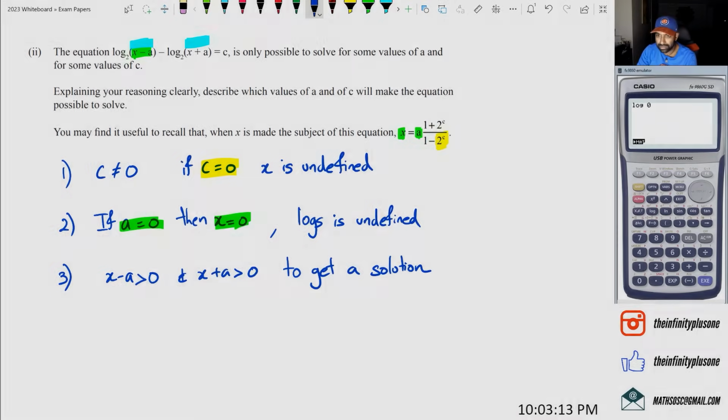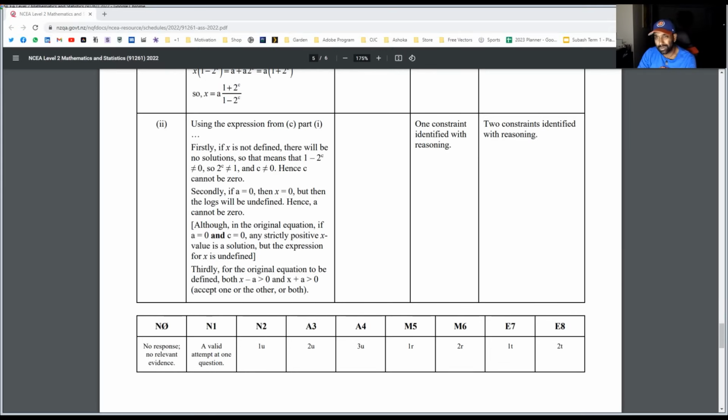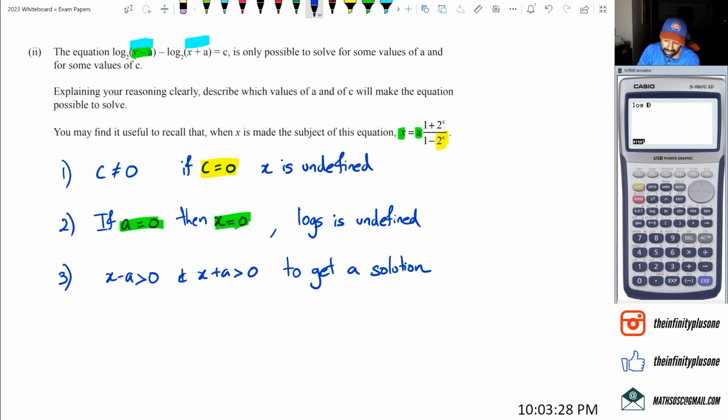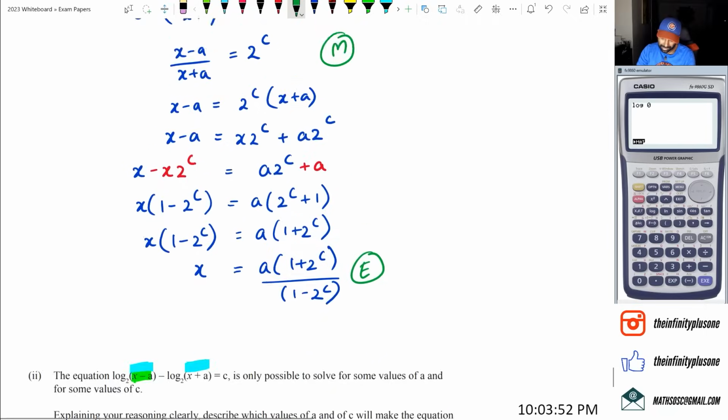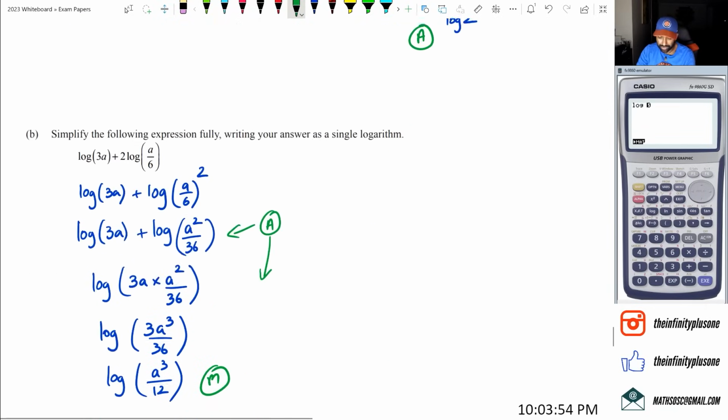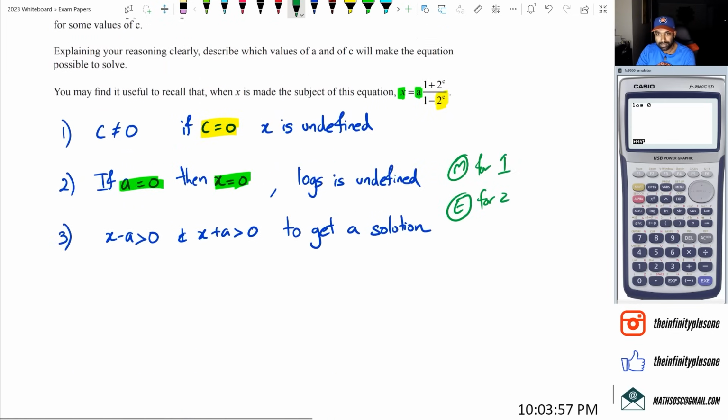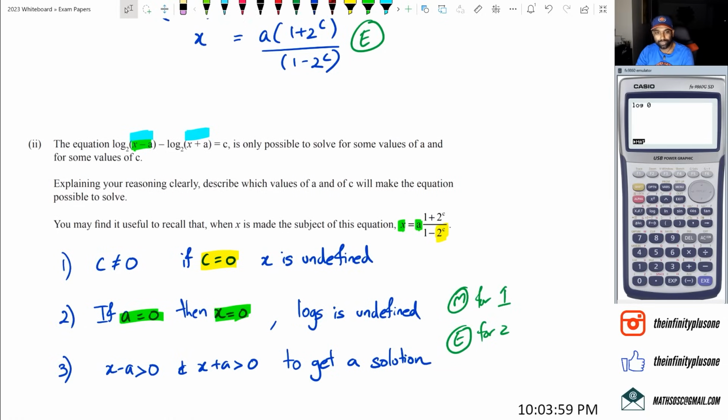If you go to the answers, it talks about the same things, but I've just simplified it. One constraint identified gets you a merit. 2 reasons gets you an excellence. I talked to you guys about 3 reasons there. So excellence for 2, and then merit for 1 of these reasons. Pretty short second part of the short question 3, because I know it had 5 questions, but especially that last question, it just fell right through.